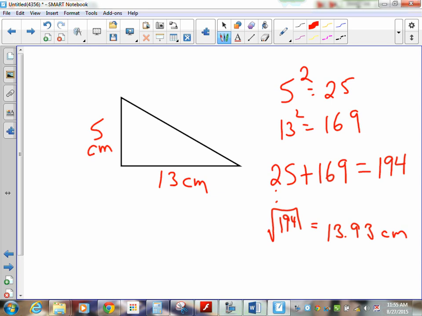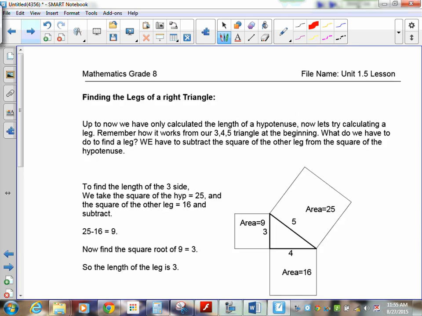How am I going to mark this? Here we go. Did you tell me that 5 squared is 25? Did you tell me 13 squared is 169? Did you do the sum? Did you take the square root? 1, 2, 3, 4 marks. If this was an example for a word problem, then you would have to give me a sentence. Okay, so that's how you find the hypotenuse.